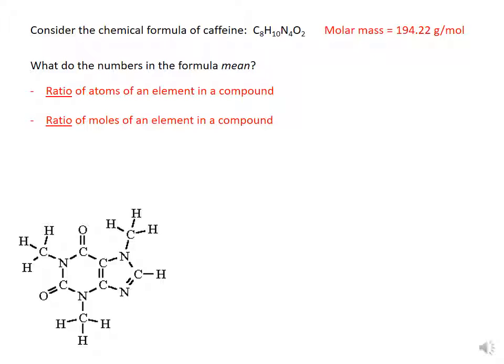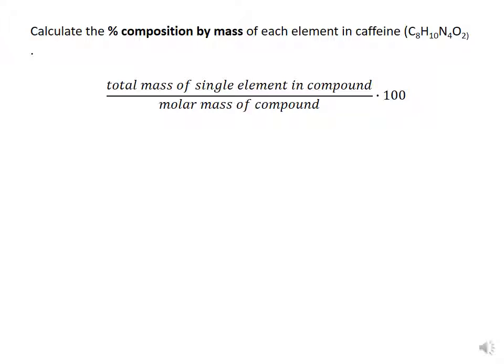As you also know, it represents a ratio of moles of an element in a compound. So for example, a mole of caffeine molecules would have 8 moles of carbon atoms, and so forth. What this chemical formula does not represent is a ratio of masses. What we can do is take those mole ratios given in the chemical formula and use them to calculate something called the percent composition by mass. And we can do this for each element in a compound. And we'll do it for our target compound here, caffeine.